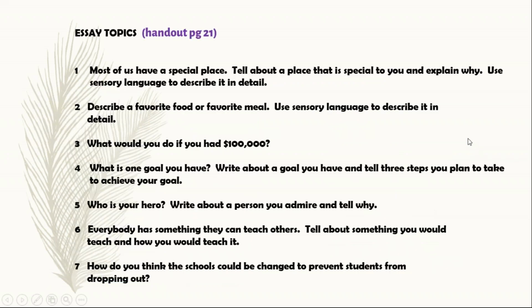I also have a handout in your packet of essay topics, and sometimes students know immediately what they want to write about, and sometimes they really appreciate having suggestions. So this is a list of just a number of popular essay topics that you may encourage your students to pick one and to write about, and then we'll go through the stages of the writing process and then share with the class.